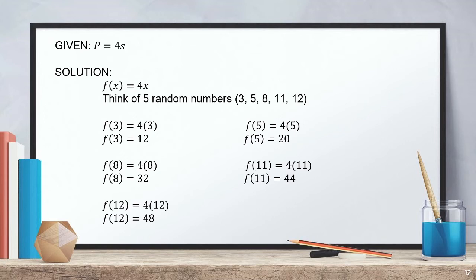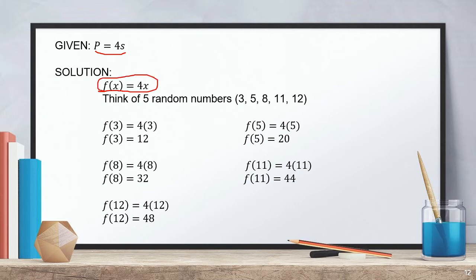So we have given P is equal to 4s. We're just going to change it into a function model. So we replace P with f of x. F of x equals 4, and again we replace s with x. And then think of 5 random numbers. So I chose 3, 5, 8, 11, and 12. What I did is just replace all the values of x to evaluate.